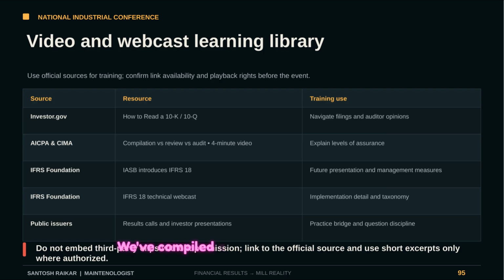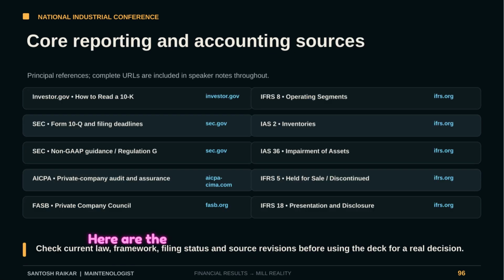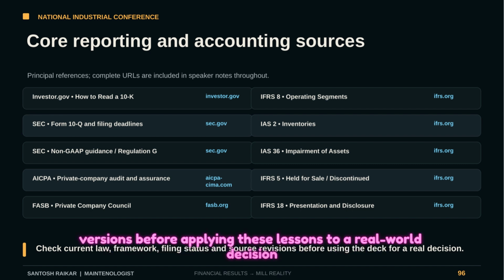We've compiled a library of resources from investor.gov, the IFRS Foundation, and others. Use these to deepen your understanding of filings and the upcoming IFRS 18 changes. Here are the core reporting and accounting sources we've referenced. Always check the current laws and framework versions before applying these lessons to a real-world decision.